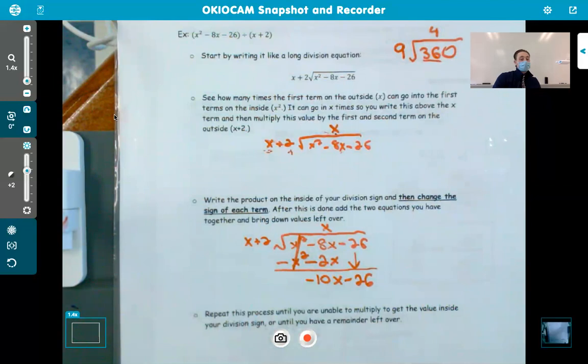So I'm going to look at the first term on the outside and the first term on my inside after I simplified everything. Ask myself the same question. What do I have to multiply x by to get to negative 10x? Negative 10.